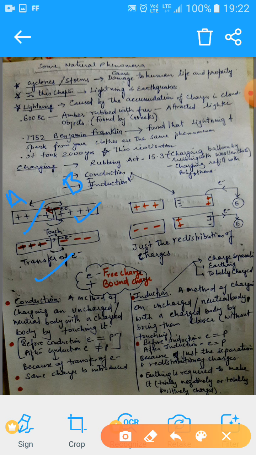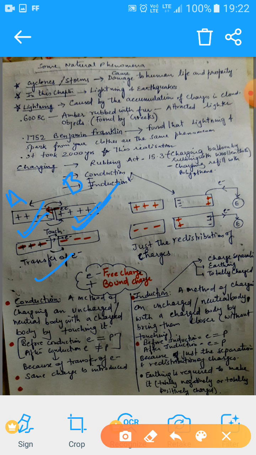And later on you can see that both the rods acquire positive charge. So A was initially positive. Now the moment you touch it with rod B, electrons from B will move to A, and in this way B will acquire positive charge.